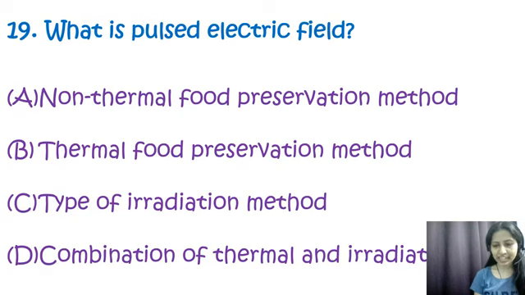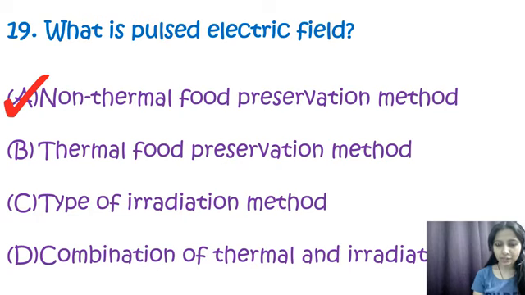So question number 19. What is pulsed electric field? So options are non-thermal food preservation method, thermal food preservation method, type of irradiation method, or combination of thermal and irradiation method. So over here the most appropriate answer is A, that is non-thermal food preservation method.